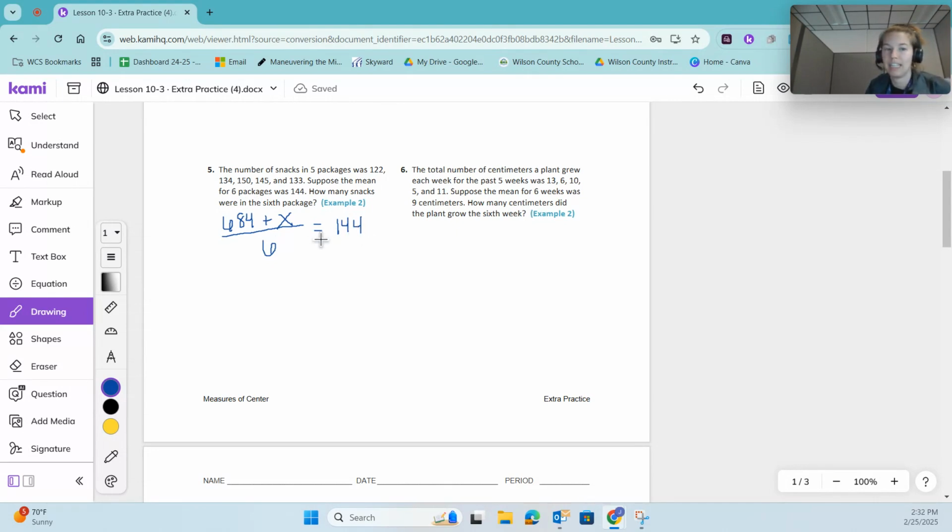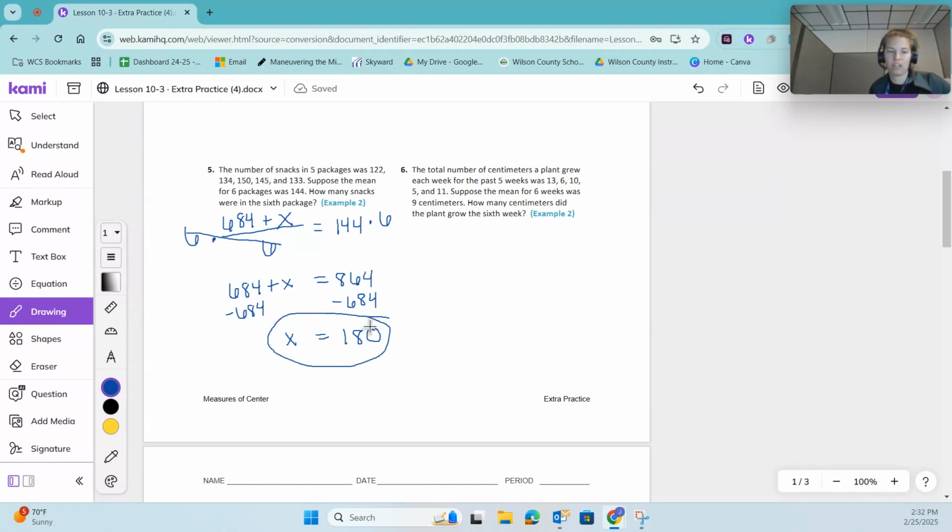Now we're going to solve this like it's an equation. I'm going to multiply by 6 on both sides, so 144 times 6, and that's going to give me 684 plus x, because the 6 cancels, equals 864. So now I need to figure out, 684 plus what number equals 864? So I'm going to subtract, and I'm going to get x equals 180. So how many snacks would be in the 6th package? 180 snacks would be in that 6th package.